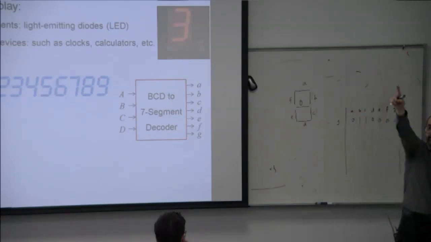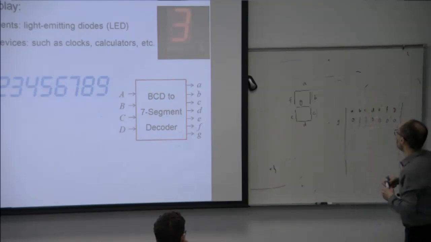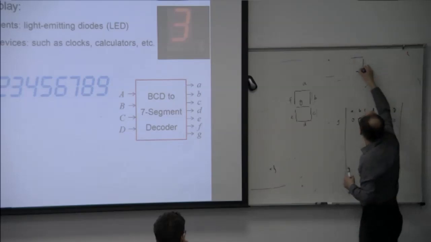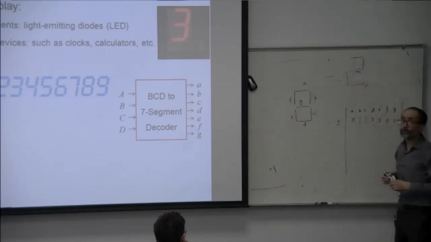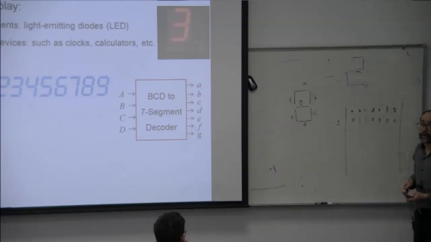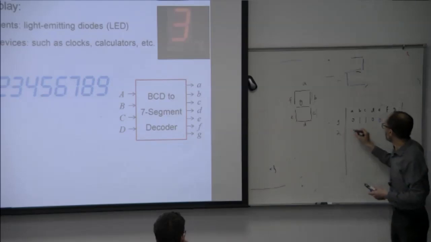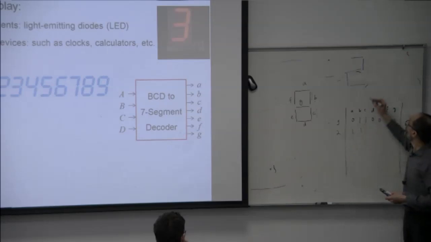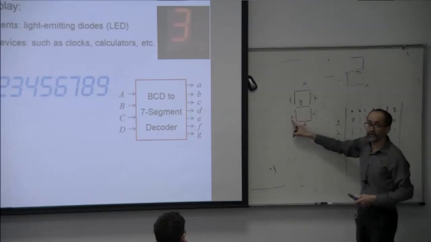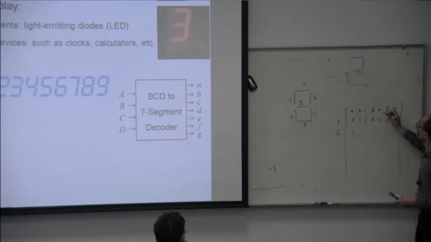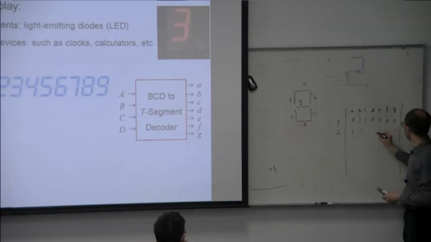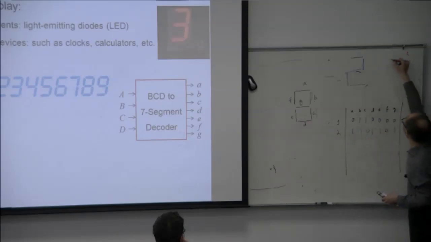Now, yes, the one in the corner, I want to display 2. Which segments should be on? A on, B on, G on, and then E, and then D. Got it? D on. And then all the remaining are zeros. What about 3?